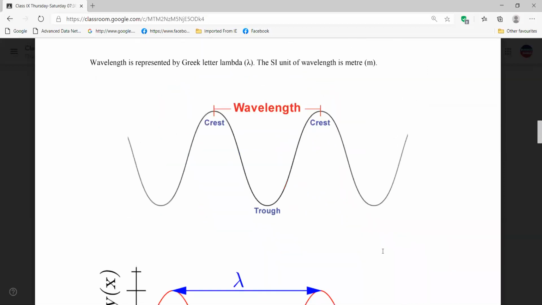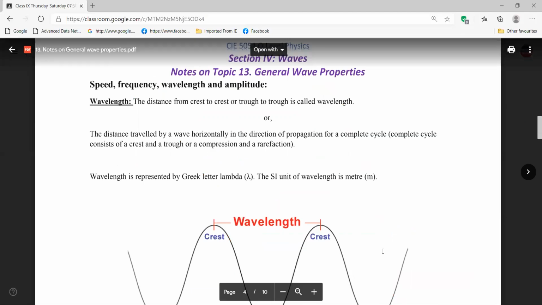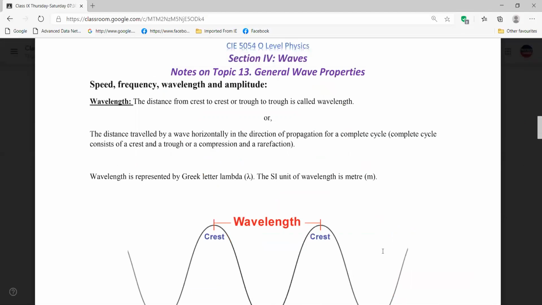Now we have the definition of wave. Can you read the definition of wave?